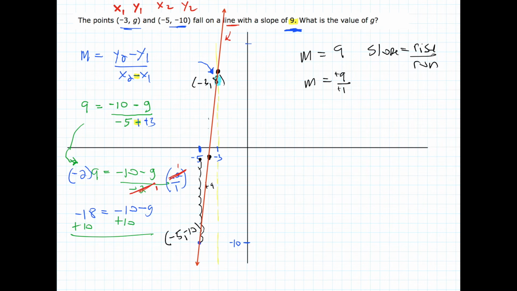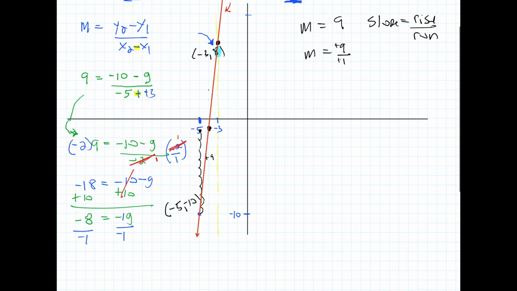So plus 10, plus 10. Okay, so you're going to end up with negative 8 equals, and this wipes out, so that's gone, and you end up with negative g. All right, that's really negative 1g. There's an invisible negative 1 right there. So divide both sides by negative 1, and that'll get rid of the negative on the right. And then over here you have a negative divided by negative, which is a positive. So we have g equals positive 8.